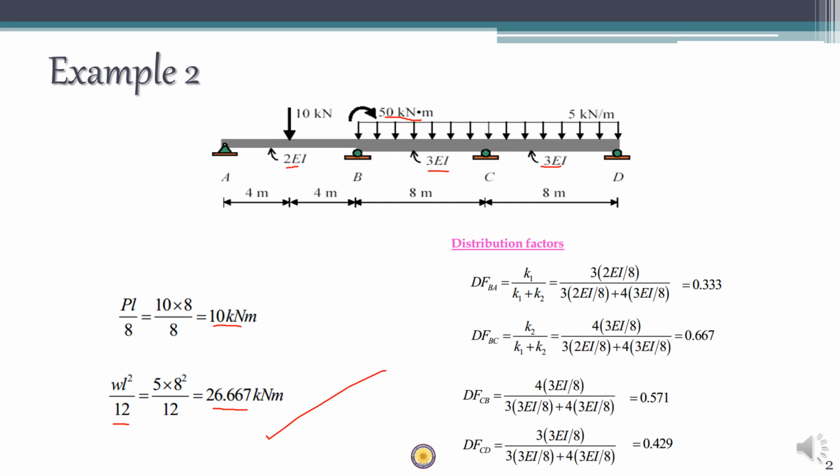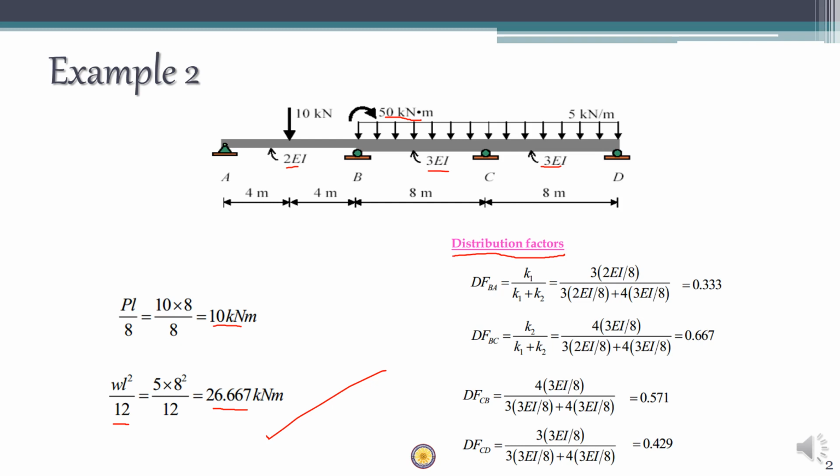The next important thing in the moment distribution method is to find the distribution factor. So here we will treat the simple joints as simple joints and any internal joints as fixed joints and proceed with the problem. So when the far end is simply supported or hinged, the stiffness value is 3EI by L, and when the far end is an internal support or a fixed support, the stiffness value is 4EI by L.